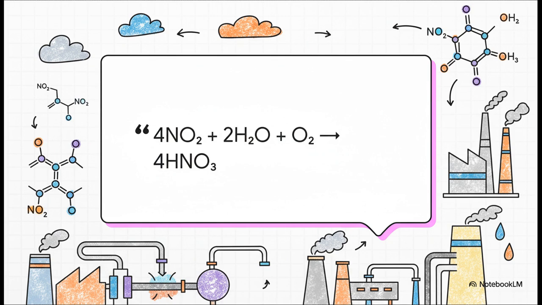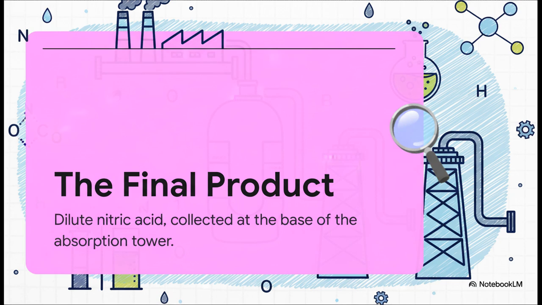And this is it, the final, elegant piece of the puzzle. The nitrogen dioxide gas is bubbled up through water inside a big absorption tower. As the gas, the water, and any leftover oxygen all react together, they rearrange themselves into our target molecule, HNO3, nitric acid. And the result of all that is a solution of dilute nitric acid. It just trickles down to the bottom of the tower, where it's all collected. From that point, it can be stored, shipped out, or made even more concentrated for whatever it's going to be used for. And just like that, our factory tour is complete.